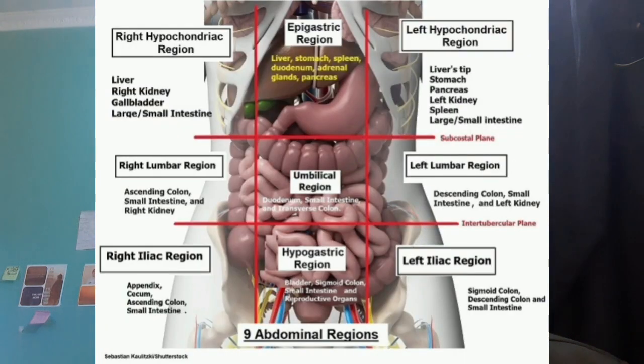On the upper side there is the right hypochondrium, the epigastrium, and the left hypochondrium. Then the right lumbar region, the umbilicus, and the left lumbar region. Then the right iliac region, the hypogastrium, and the left iliac region.